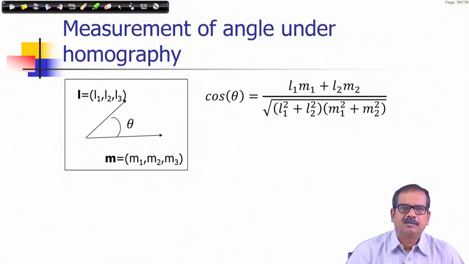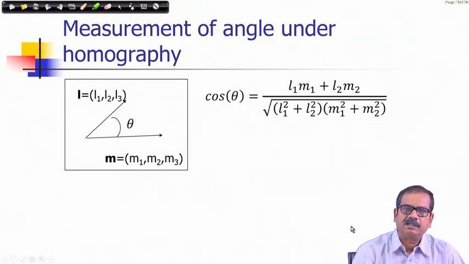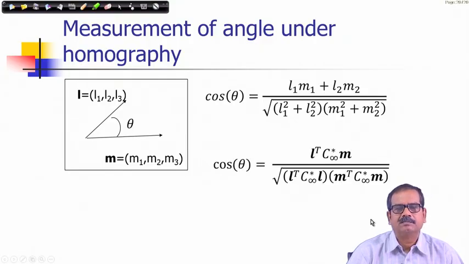Now, interestingly, we can see that in fact this measurement can also be done even under homography. There is an invariance which gives you this flexibility. So, let me discuss this property here. You can see that even under homography, cos theta can be expressed using the dual conic at infinity in this form. That means, if I take L transpose C infinity star M in the numerator, that expresses L1 M1 plus L2 M2.